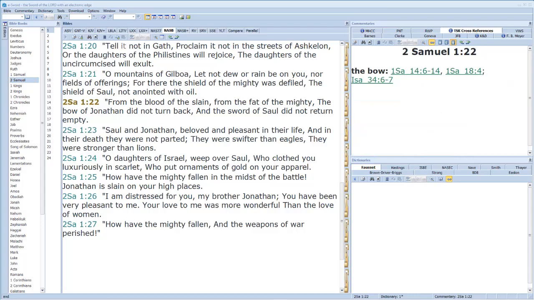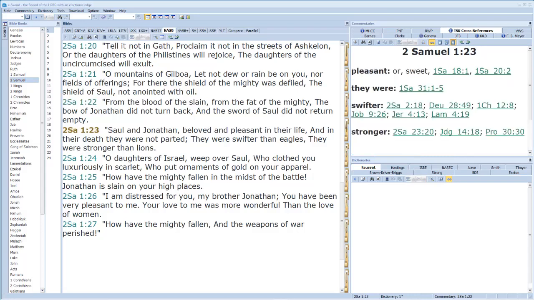Now, verse 23, Saul and Jonathan, beloved and pleasant in their life, and in their death they were not parted. They were swifter than eagles, they were stronger than lions. And so he points out that Saul and Jonathan were beloved and were pleasant in their life. In other words, they had a good life, but they were faithful to each other and they were loyal with each other. And that's one thing that you saw about Jonathan. Jonathan knew that Saul, his father, wasn't doing what was right, but Jonathan was still loyal to him because he was his father and he was the Lord's anointed. And even though he was doing wrong, Jonathan was still faithful to him. And it says, and in their death, they were not parted.